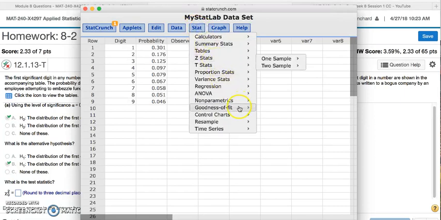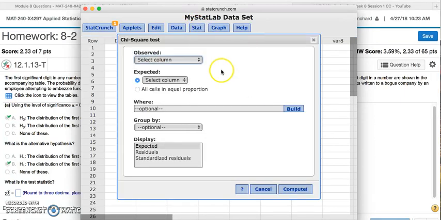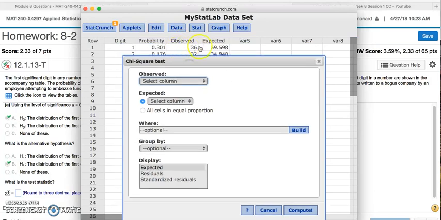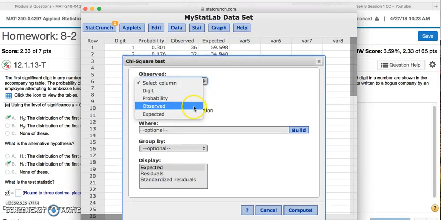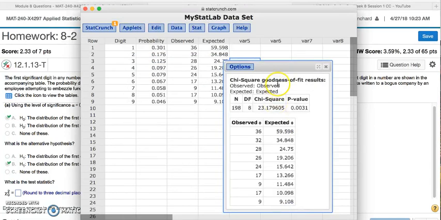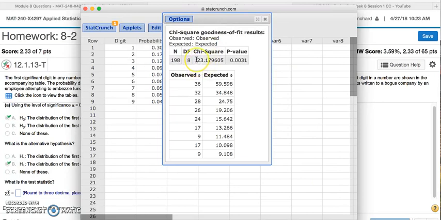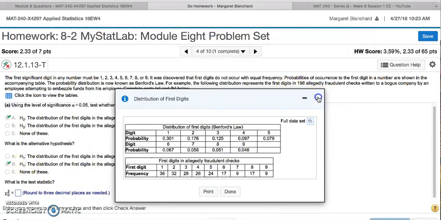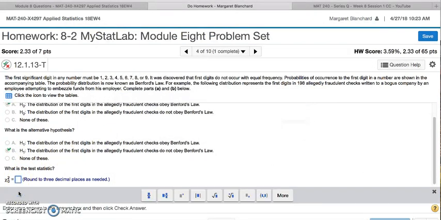Let's go to Stat, Goodness of Fit, chi-square test. Now again, we didn't need to rename our columns. It just makes it easier when you come over here. So we have observed and expected. Click Compute. And here's our chi-square number. It says to round to 3 decimal places. So that gives us 23.179, but then rounding, we're going to put 23.180. Check answer.